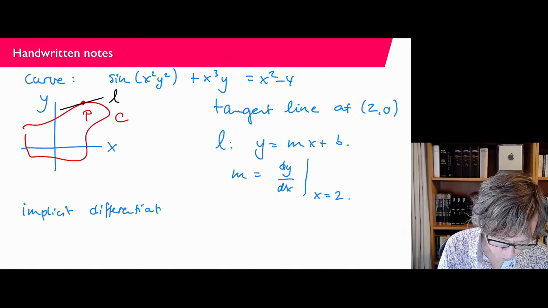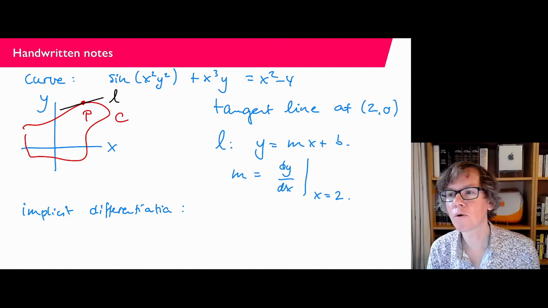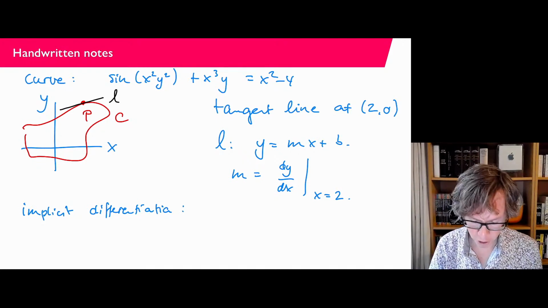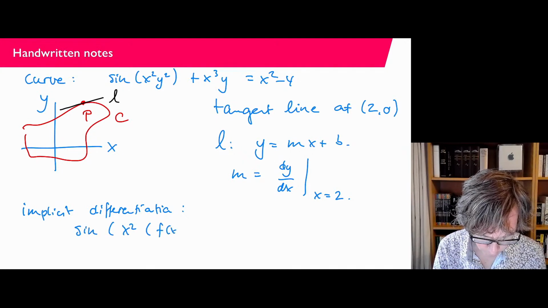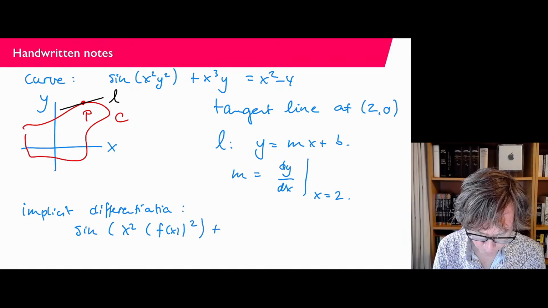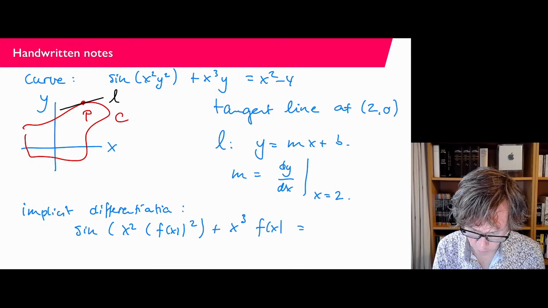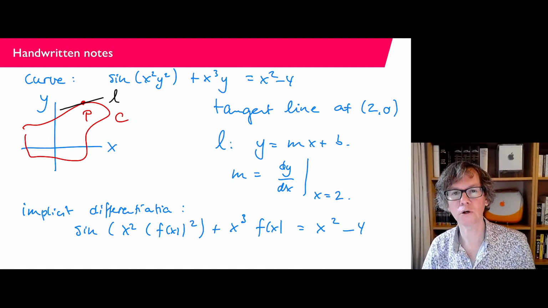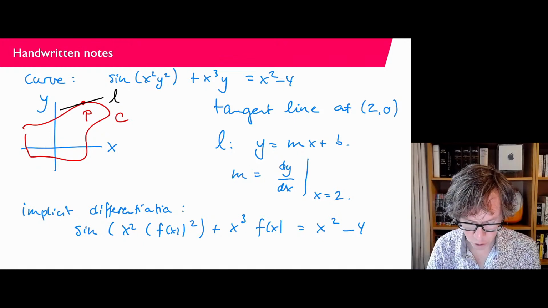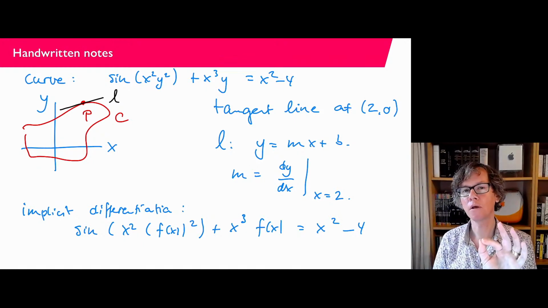Implicit differentiation. So what I'm going to do is replace y by f of x in the formula. So I'm going to write it as sine of x squared times f(x) squared plus x to the power 3 times f(x) equals x squared minus 4. And now I am going to differentiate this whole expression with respect to x. So I'm assuming that locally close to this point P, I can write y as a function f of x.